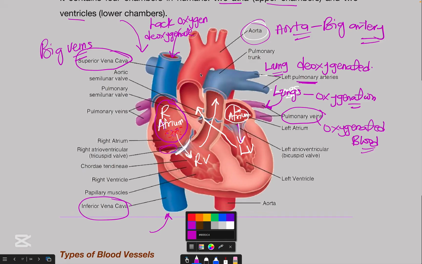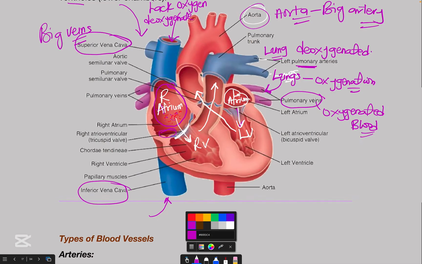Like we said, normally veins carry deoxygenated blood and arteries carry oxygenated blood, but the pulmonary vein and pulmonary artery are the opposite. The pulmonary vein carries oxygenated blood, and the pulmonary artery carries deoxygenated blood. The aorta is a big artery, it carries oxygenated blood. The superior vena cava is a big vein, it carries deoxygenated blood. Do you understand that concept now?